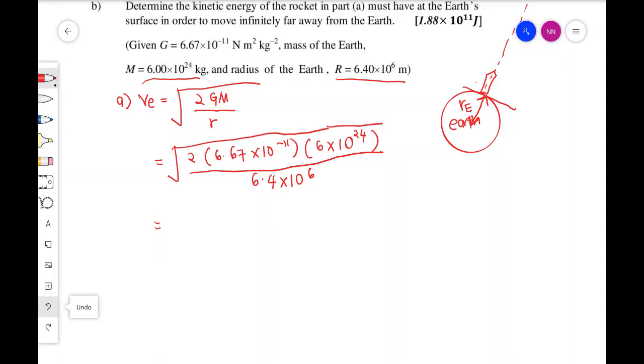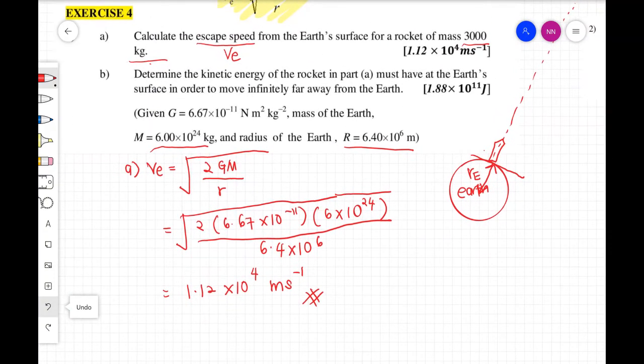2 times 6.67 to the power of negative 11 times 6 to the power of 24 divided with 6.4 to the power of 6. Okay, square root answer. So the answer is 1.12 times 10 to the power of 4. And unit for the speed is m s negative 1. Okay, so kita dah jawab soalan A.